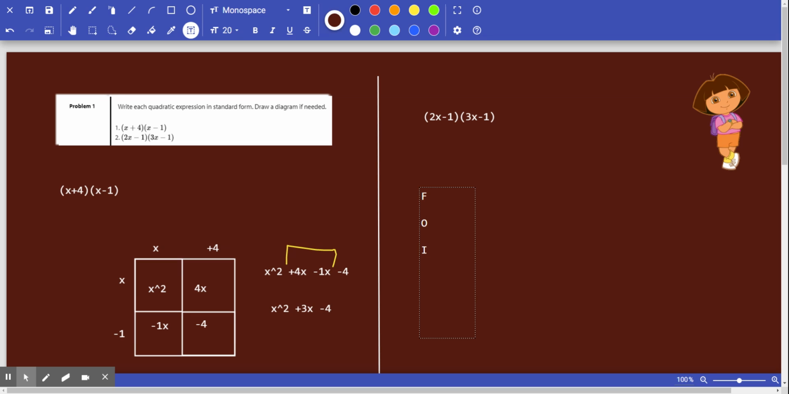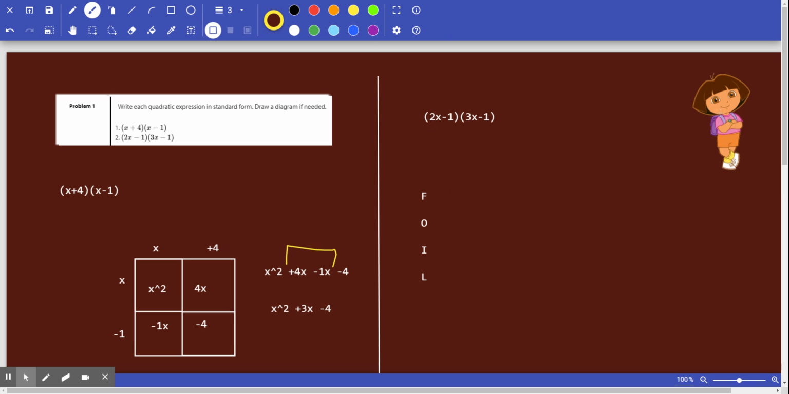So FOIL is F-O-I-L, in case you didn't know how to spell FOIL. This is how you spell it, right? Where the F stands for first, the O stands for outer, the I stands for inner, and the L stands for last. So on the first one, what are we multiplying the first one by? Well, let's give it a color. Let's make it yellow. So our firsts are, Dora? That's right. Our firsts are 2x times 3x.